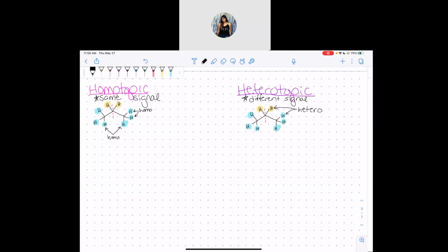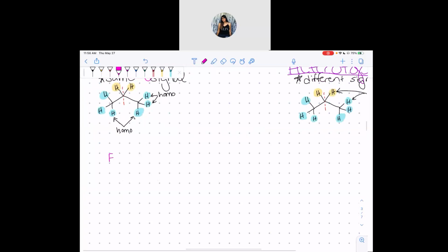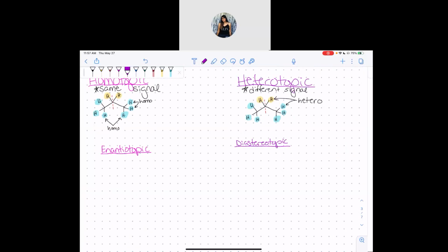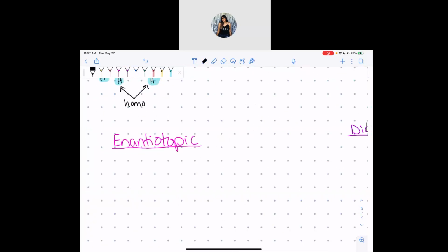Homotopic and heterotopic, though, are umbrella terms, pretty much, right? So we can have more specific terms like enantiotopic and diastereotopic. I already color-coded them, so I'm not going to ask which goes under which category. But essentially, enantiotopic is a subtype of homotopic. So the first thing we're going to write is that it is still the same signal. So we are only going to see one signal on NMR. They're going to be exactly the same.